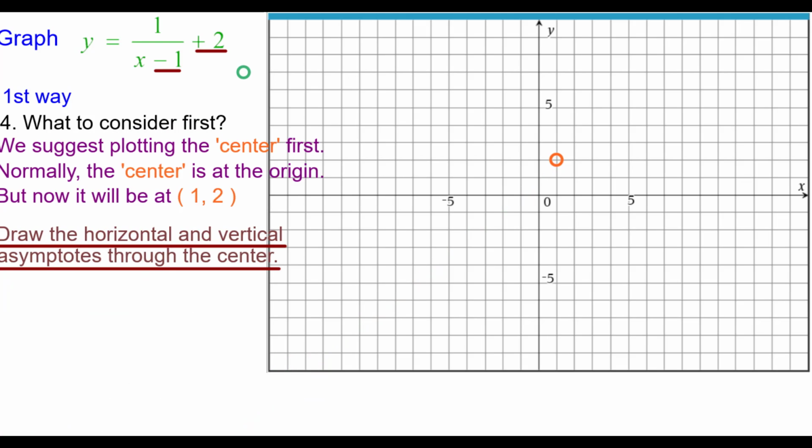We also need to draw the horizontal and vertical asymptotes through the center. They'll be perpendicular. So one of them will be at y equals 2 instead of at y equals 0. The other one will be at x equals 1 instead of x equals 0.